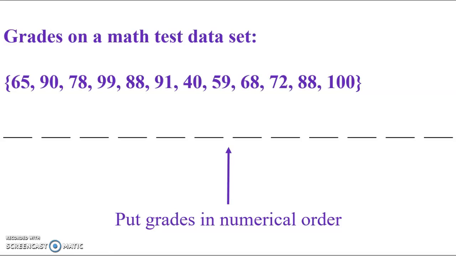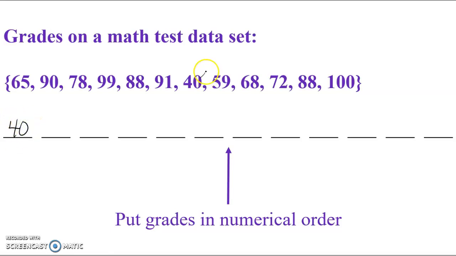First thing I want to talk to you about is how to do a couple of different numerical analyses. So here we have a data set, and these are actually grades on a math test. Before we do any numerical analysis, we want to put these grades in numerical order. So we want to start with the lowest, and the lowest value here looks like a 40.